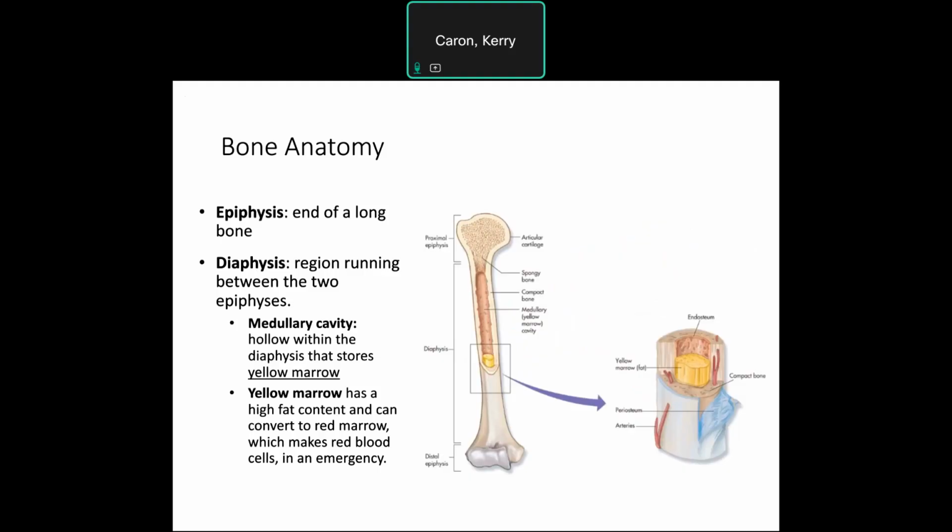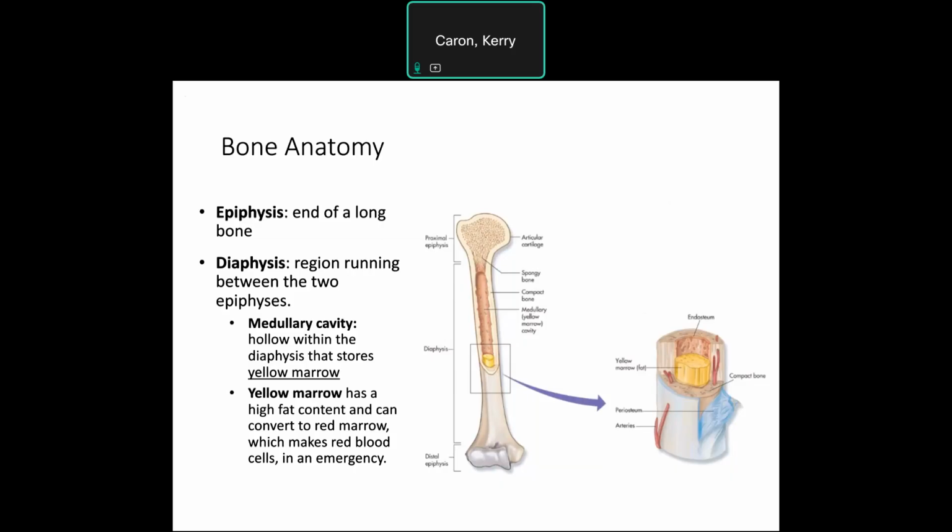Okay, looking at bone anatomy, and we'll look at a long bone for an example. The epiphysis are the ends. The two ends are called epiphyses. The diaphysis is the long part of the bone, the region between the two epiphyses. Inside of the diaphysis, we have a medullary cavity, and it's hollow and it stores yellow marrow.